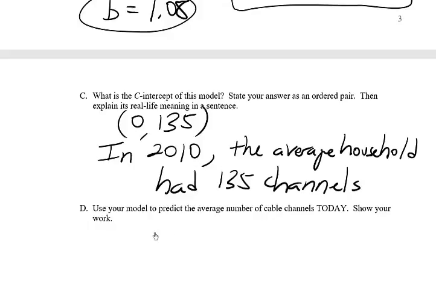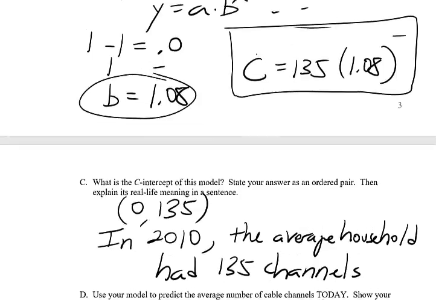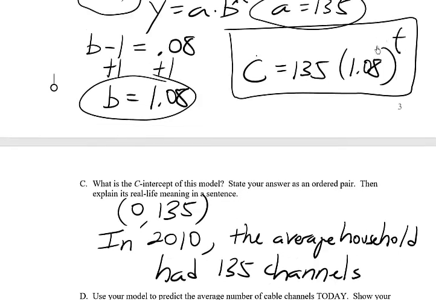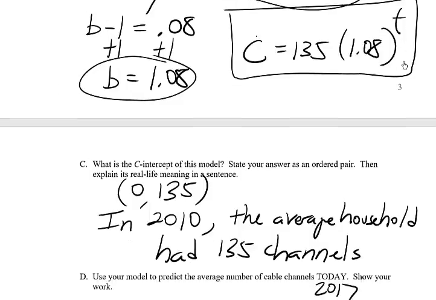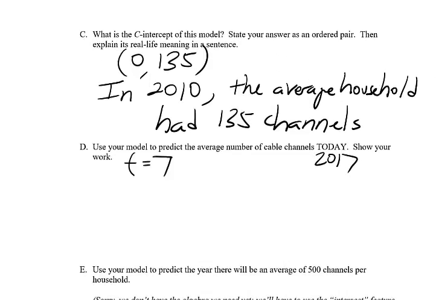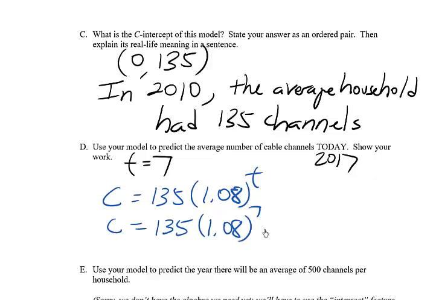All right, that takes us to letter D. Use your model to predict the average number of cable channels today. Well, today meaning 2017. Of course, I don't plug years directly into my model. In my model, the T stands for number of years since 2010. So if I want to talk about 2017, I'll have to use T equals 7. Let's copy our model down, and then I'll go ahead and plug 7 in for T. And then all that's left to do is reach for the calculator.